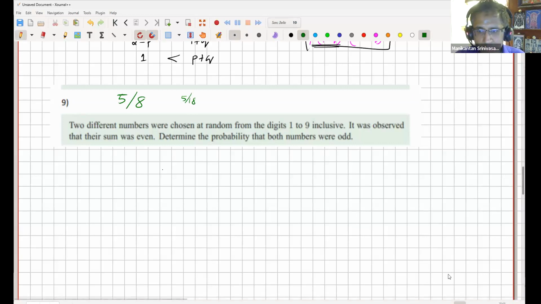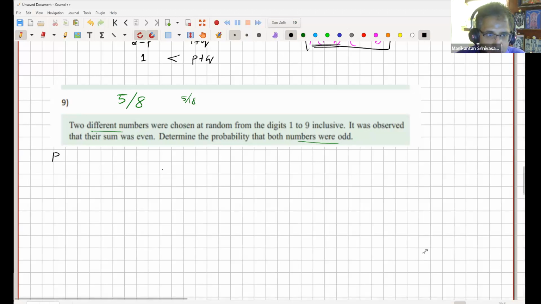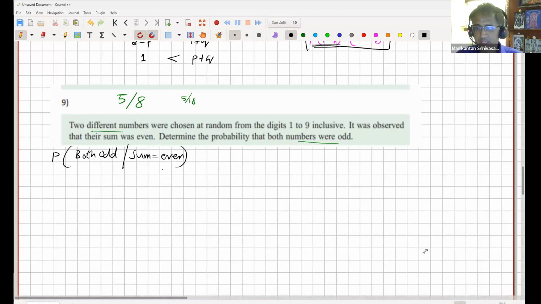Two different numbers were chosen at random from 1 to 9 inclusive, right? So 1 and 9 inclusive, two different numbers. It was observed the sum is even. So what is the probability that both numbers were odd? In terms of probability, we are saying, what is the probability that both are odd, this is conditional probability, right? Both odd, given sum was even. Okay, so that's where it is, right?